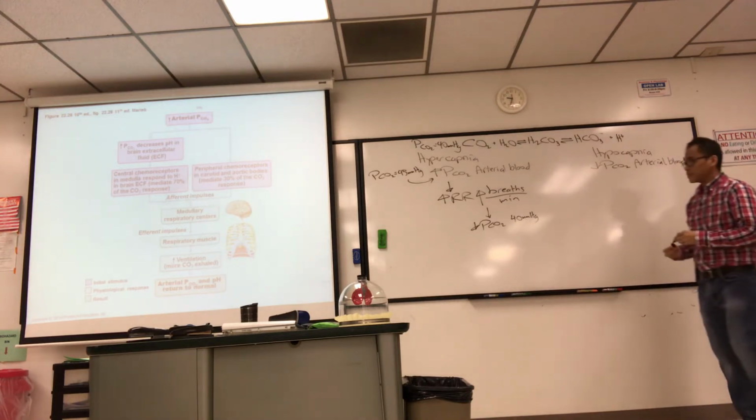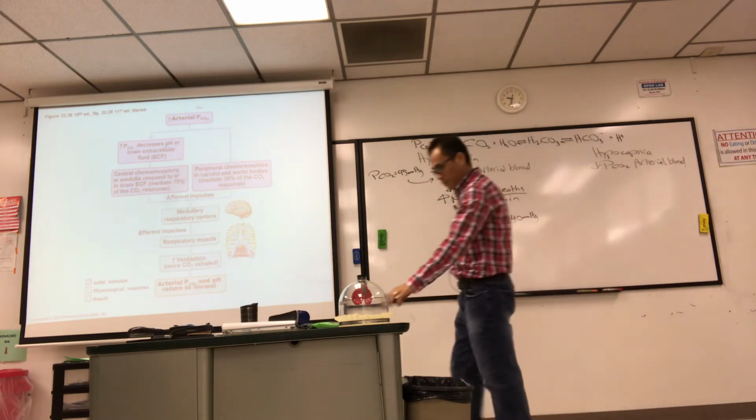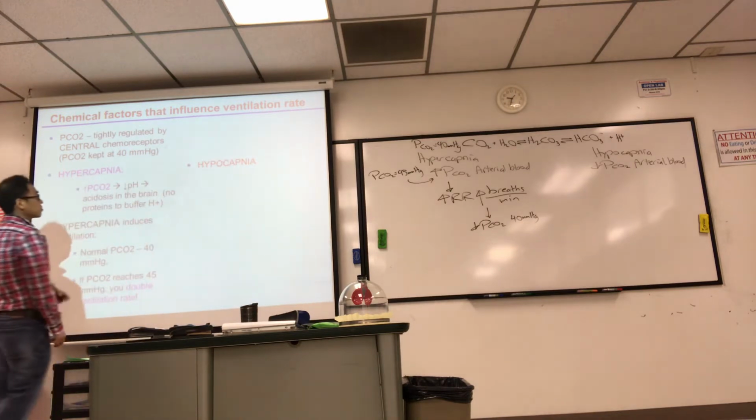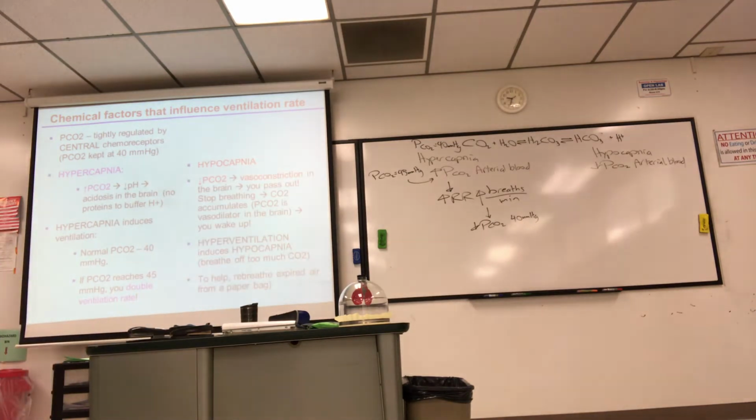Okay, so it's the opposite case in hypocapnia. Let's look at this next slide here. I'll summarize the results. What we just talked about is hypercapnia: if PCO2, the partial pressure of carbon dioxide, gets too high, you lower the pH. In the brain, that's very dangerous because across the blood-brain barrier, no proteins can buffer the change in pH, so you can get acidosis in the brain. So it induces ventilation. When PCO2 reaches 45, you double the ventilation rate.